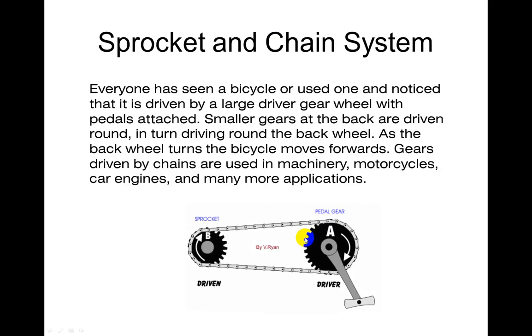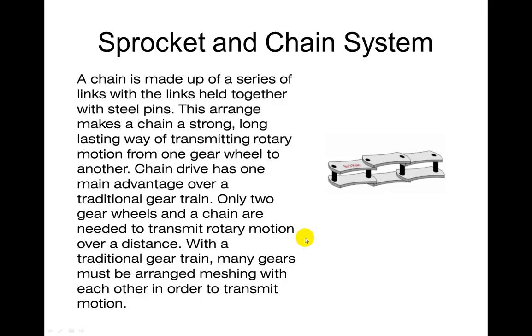All right, sprocket and chain system. Everyone has seen a bicycle or used one and noticed that it is driven by a large driver gear wheel that pedals are attached to. Smaller gears at the back are driven round, in turn driving round the back wheel. As the back wheel turns, the bicycle moves forward. Gears driven by chains are used in machinery, motorcycles, car engines, and many more applications.